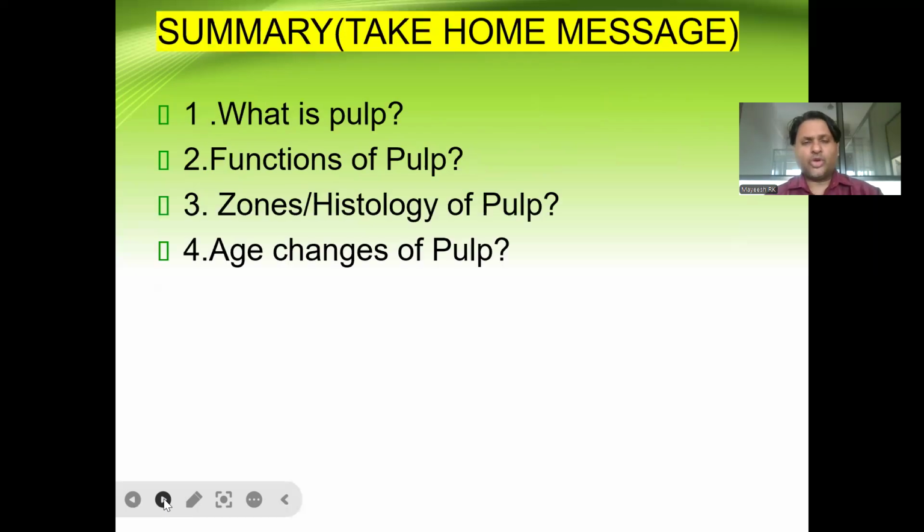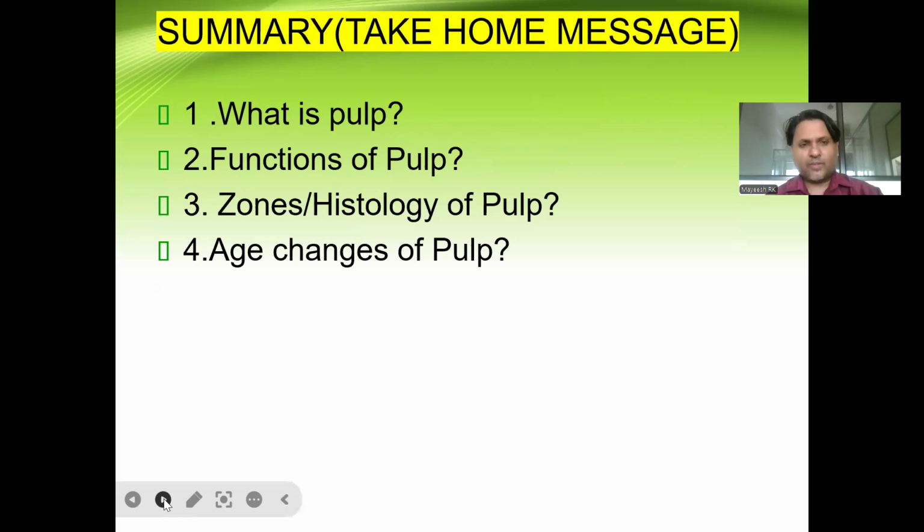So what is the summary? What do you need to know about pulp? It's a very small chapter, a very easy chapter as such. You can easily score marks. You just need to know what pulp is. Basically, it's a connective tissue. It's asked as a frequent viva question. Basic functions of pulp is asked as a 3-mark question. Just go through the headings, and write a few points about each of those functions.